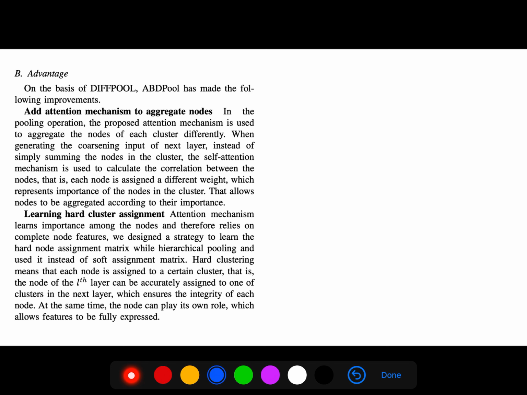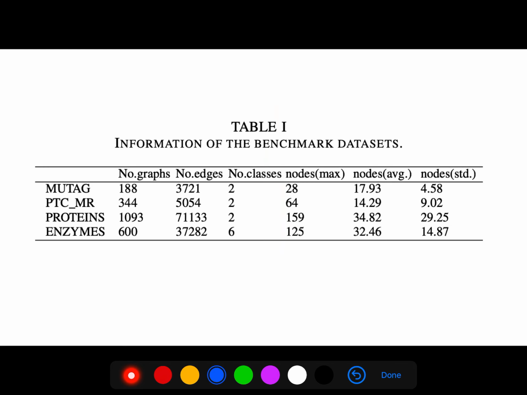So adding the attention mechanism to aggregate nodes has some improvements on the basis of diffpool. So ABDPool has these improvements. We have learning hard cluster assignment, also adding attention mechanism to aggregate nodes.